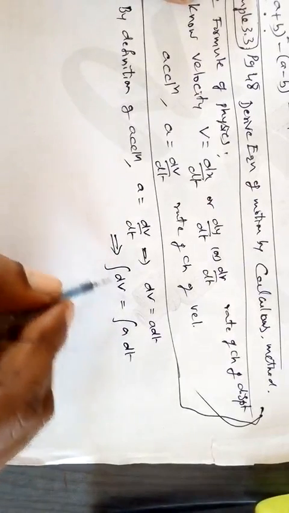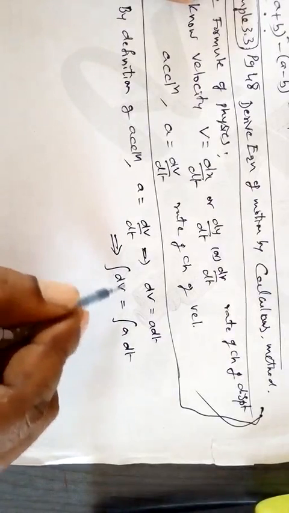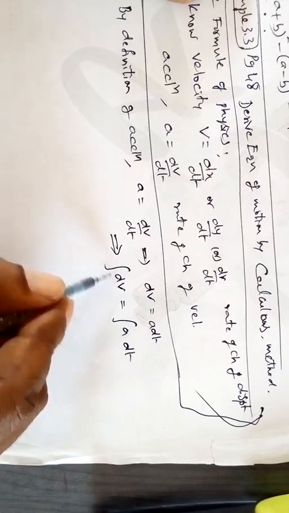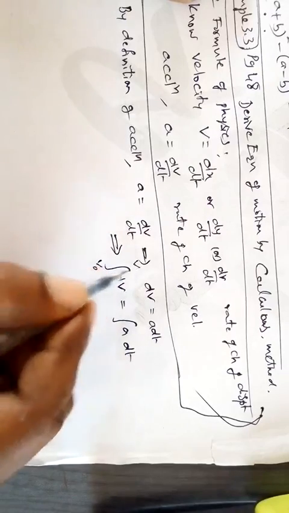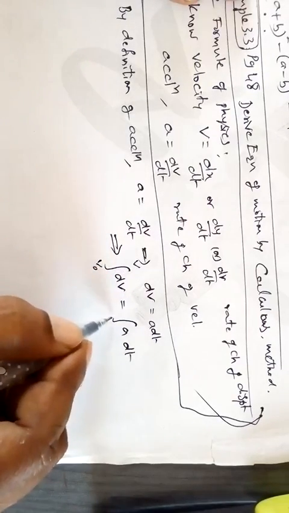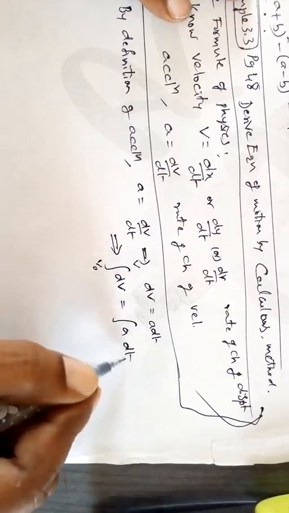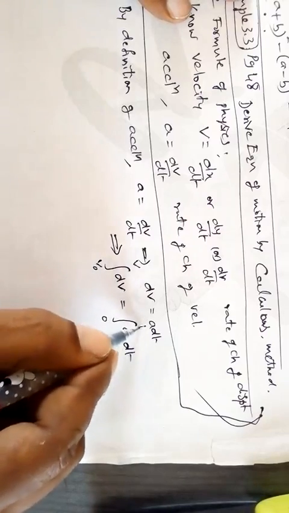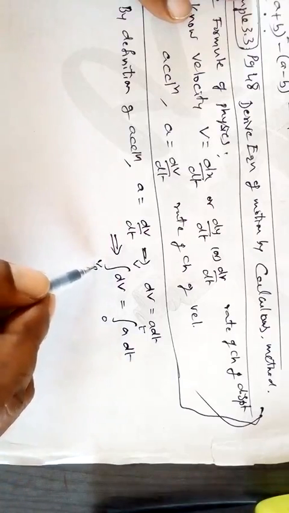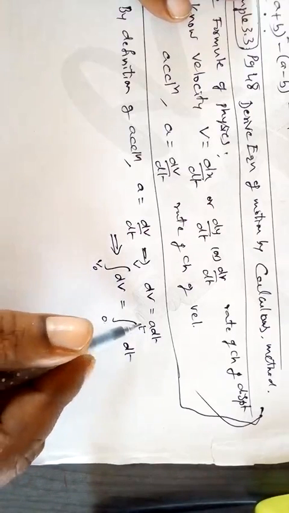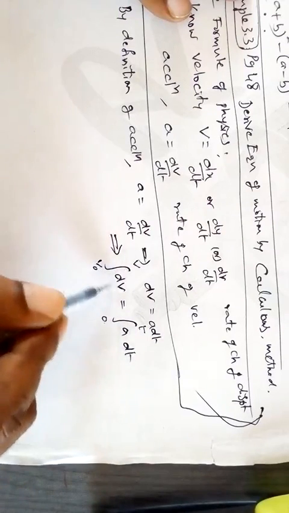Now we have to write the limits. Limits we write according to the function being integrated. This integration is with respect to velocity: the initial velocity is v0 and the final velocity is v. For the time integration, the limits are with respect to time: time starts from 0 and goes up to t. So the limits are initial velocity, final velocity, initial time, final time, and they depend upon the function.